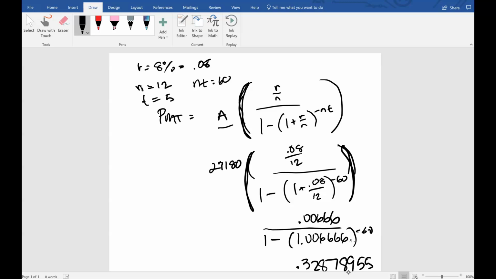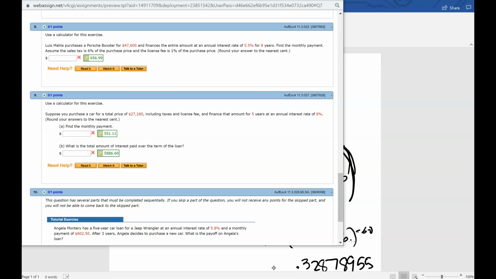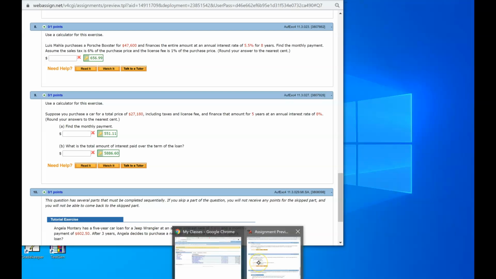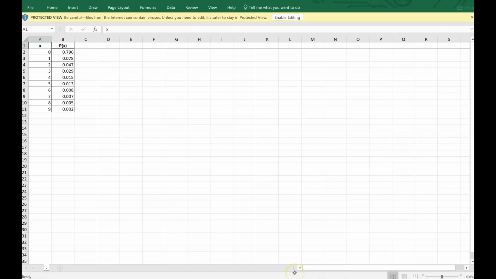Now, instead of writing it down, I'm just going to go ahead and multiply it by 27,180. Okay, so I got $551.11. The next digit's a 2, so we can actually round down. So it's $551.11. And that does match the answer that's given. As you can see here, it's $551.11. So that is doable. I don't think that's impossible.